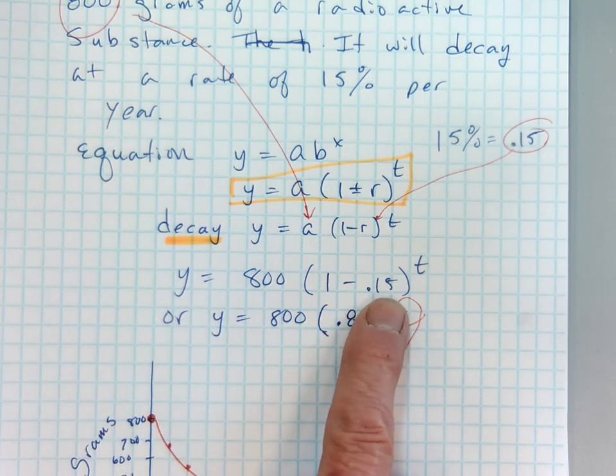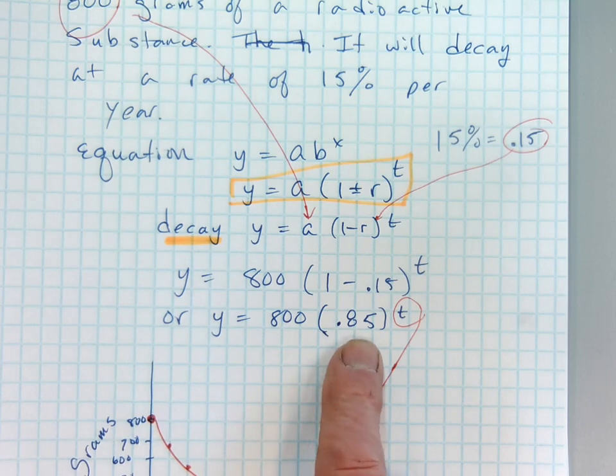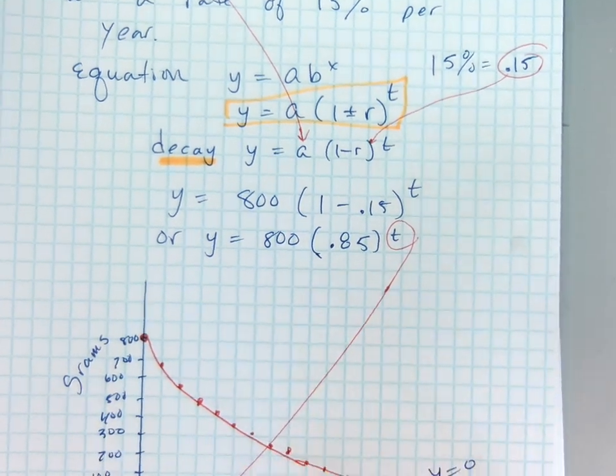Think about it this way. You go to the store, you have 15% off, so you don't have to pay the 15, but you got to pay the 85, okay? Anyway, that's our equation. And so then we have a graph of it.